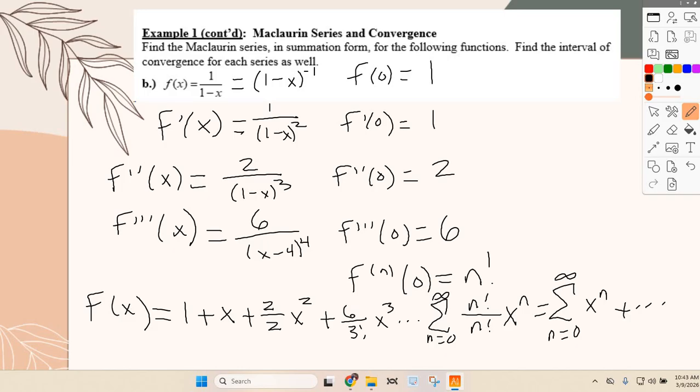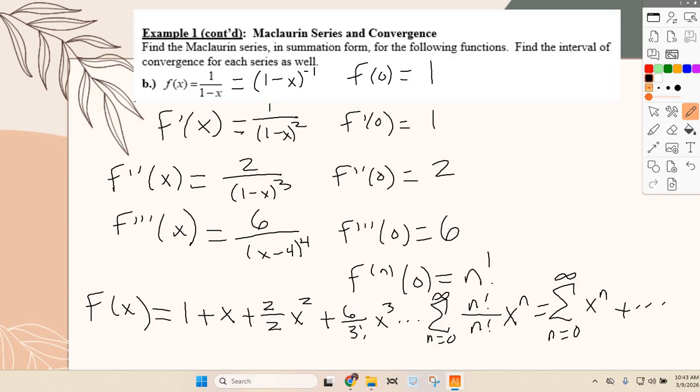But I will say a lot of the things that we have are going to be in a form where it's easy for us to either rewrite it as a geometric, which is like what we did last week, or where we could take the derivative or take the integral of an easier power series, kind of like we did last week.